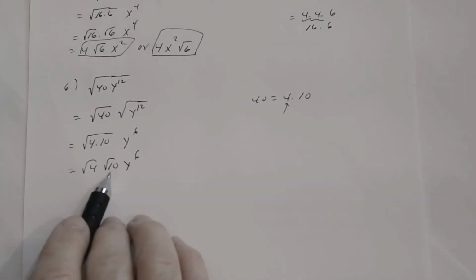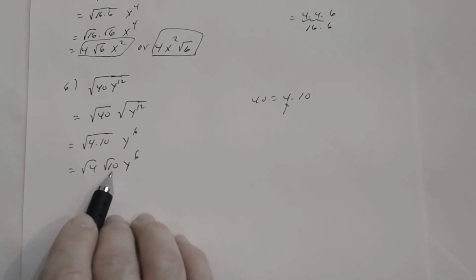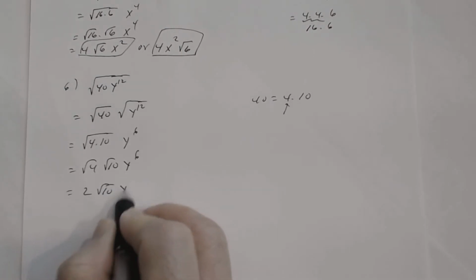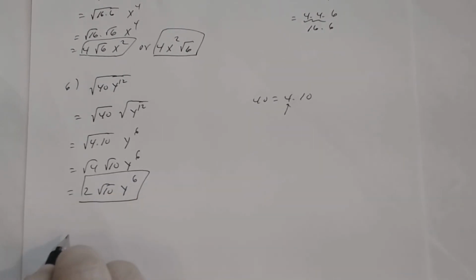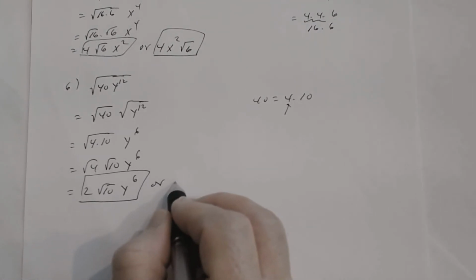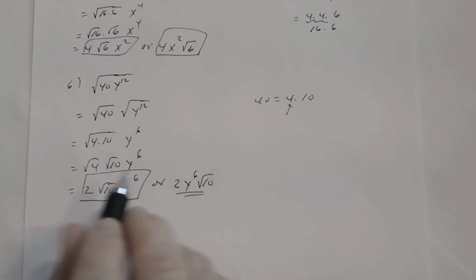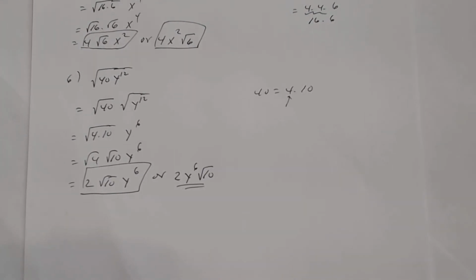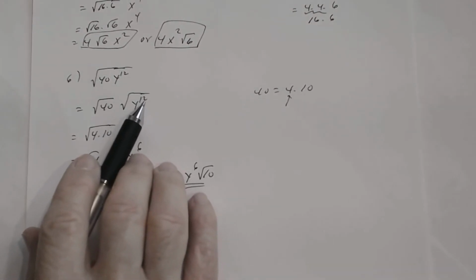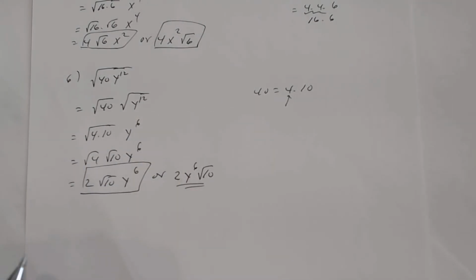And can I simplify any of these? Yes. Which one? This one. Square root of 4. Can I simplify the square root of 10? No. So I'm going to get 2 square root of 10 times y to the 6th. And if you want to, you can put the square root of 10 on the end. It does not matter. So I get 2 y to the 6th square root of 10 if that's what you want to do. It does not matter, okay? So that's all you do with these. So again, when you're dealing with variables, and remember these are square roots, the easy kind is where the exponent is even.